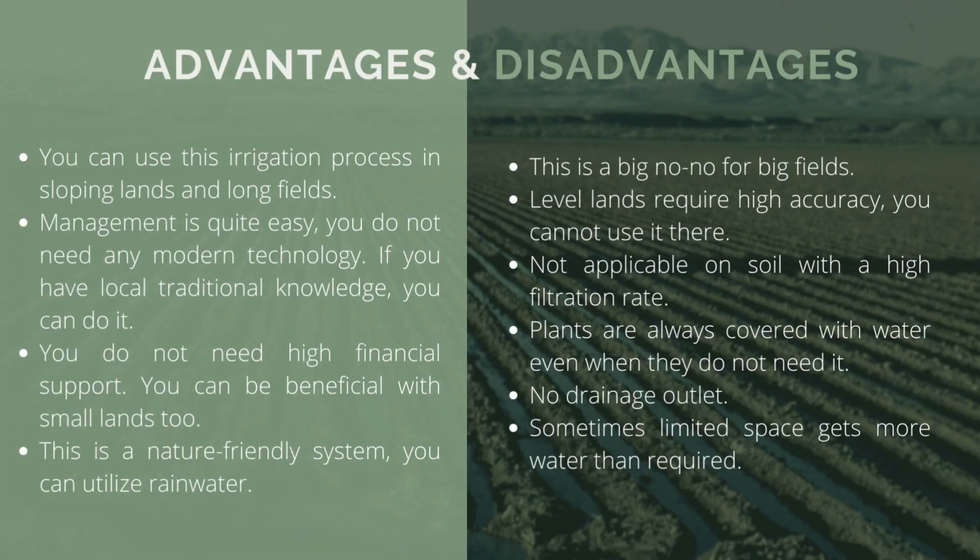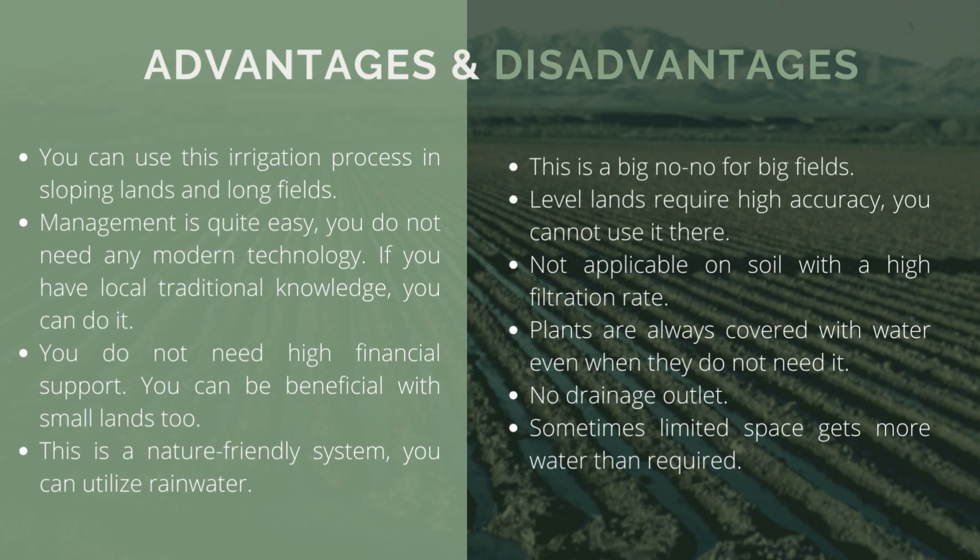Advantages of surface irrigation. You can use this irrigation process in sloping lands and long fields. Management is quite easy. You don't need any modern technology. If you have local traditional knowledge, you can do it. You don't need high financial support. You can benefit with small lands too. This is a nature-friendly system. You can utilize rainwater.